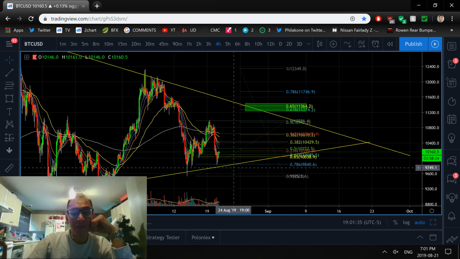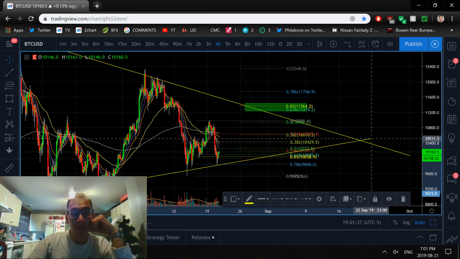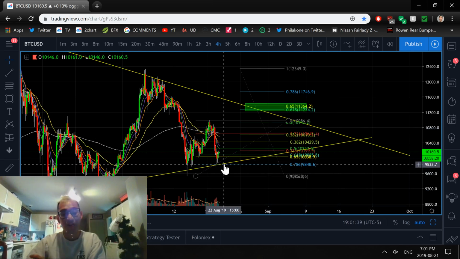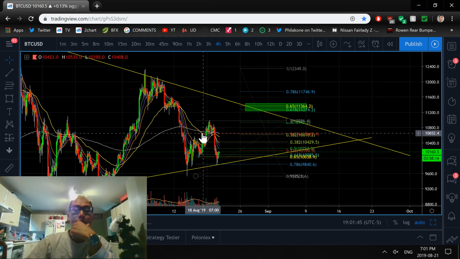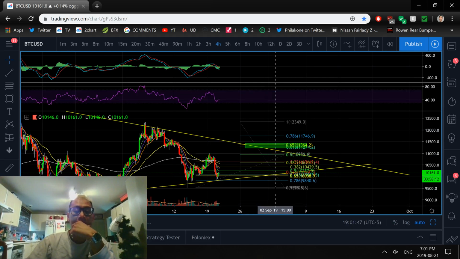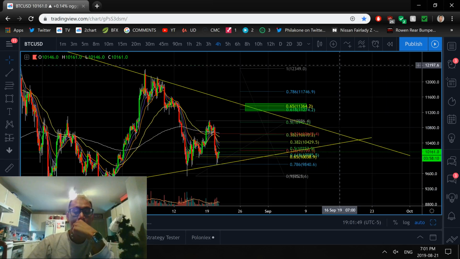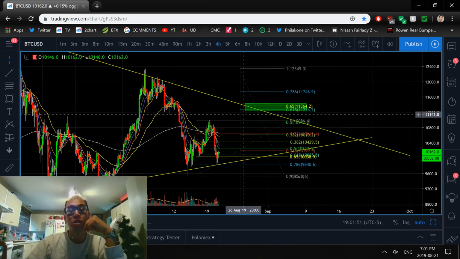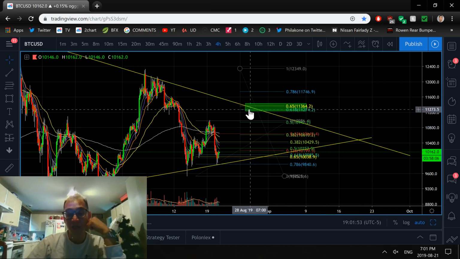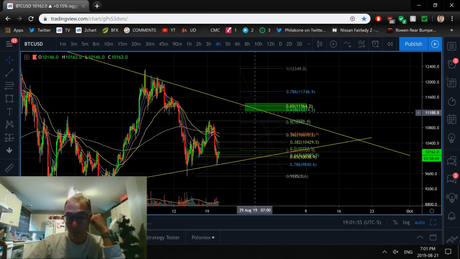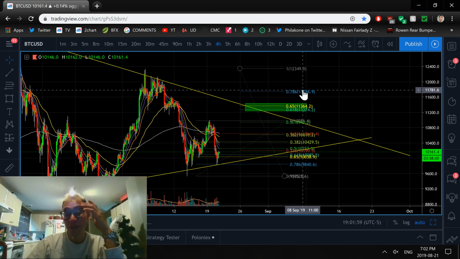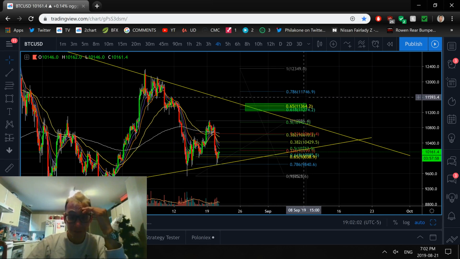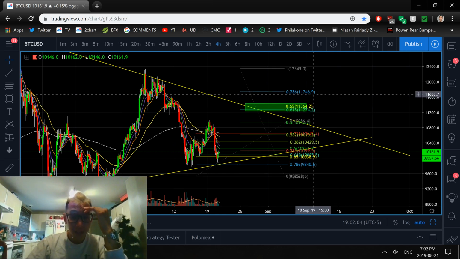So we did bounce off of this trend line, which is solid. We did bounce off the 786 fib level. I predicted the 618, and I was wrong there by about 200 bucks, which I admit. But now that we're probably going to bounce off of here, I have a good hunch, based on all the evidence that we see, that we're most likely going to end up trending to around the $11,200 range, or at least the $11,000 range in general. That might even be the highest, you never know.